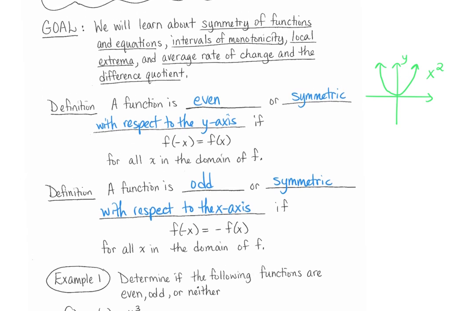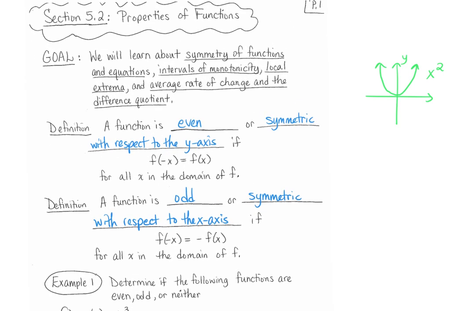Okay, so we're going to be talking about properties of functions. And we're going to learn about symmetry of functions and equations, intervals where your function is increasing or decreasing, called monotonicity, local extrema, what are the high points and low points in your graph, average rate of change, and the difference quotient.